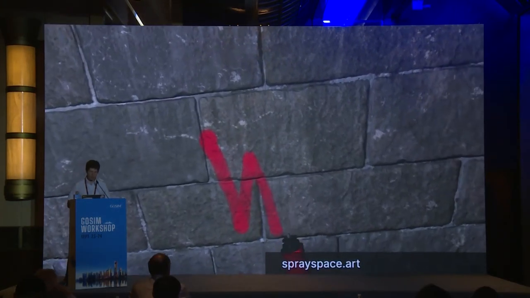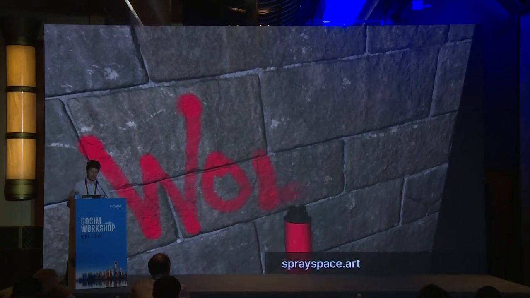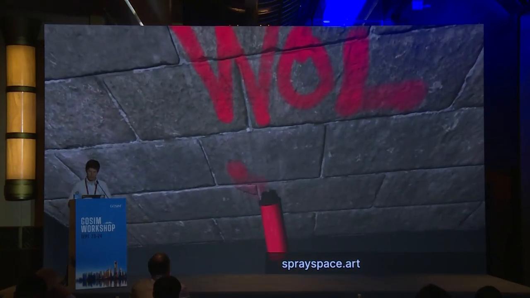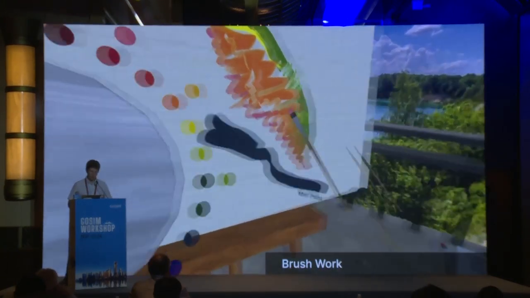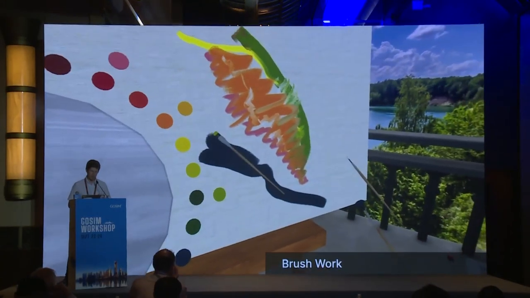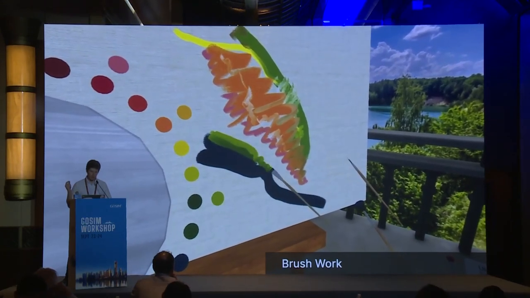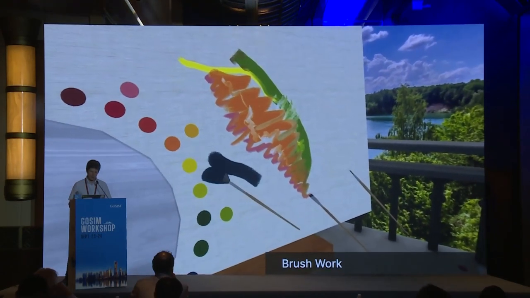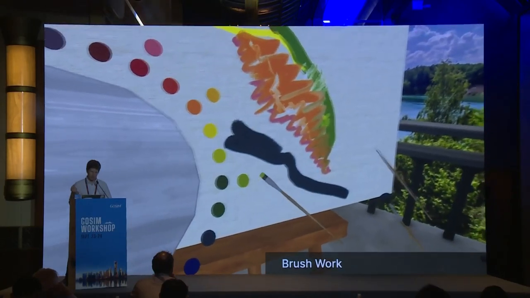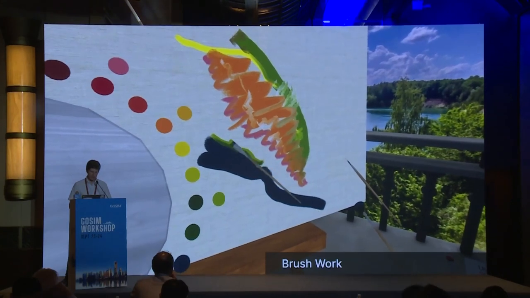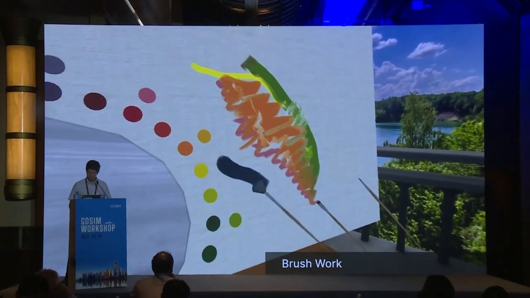This is one example of a WebXR application where you can just pretend to be holding a graffiti can and do graffiti on a wall. This is a more complex example where you pretend to be painting a painting, and you notice that the input in each case is different. Each application shows you the tool that makes the most sense for the use case. In this case, it's brushes for painting.